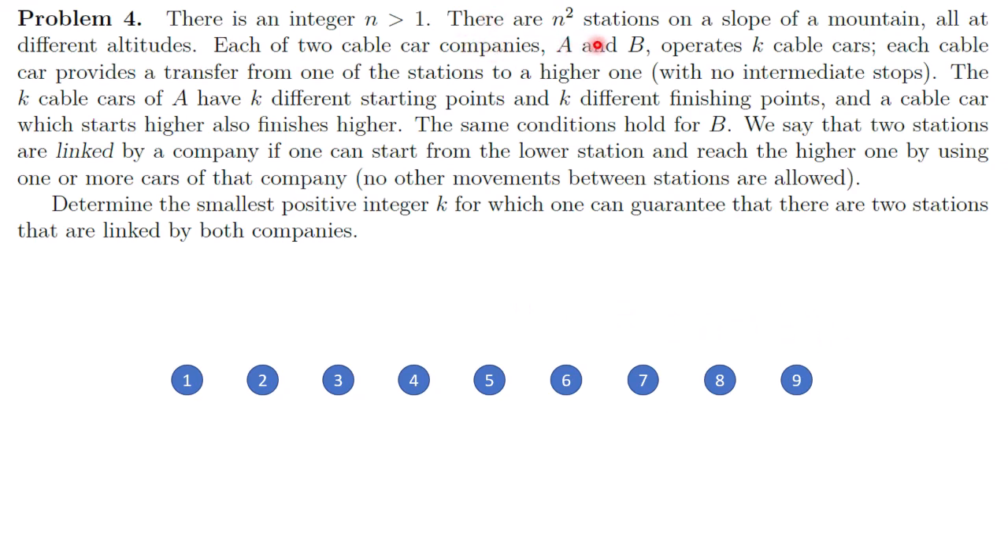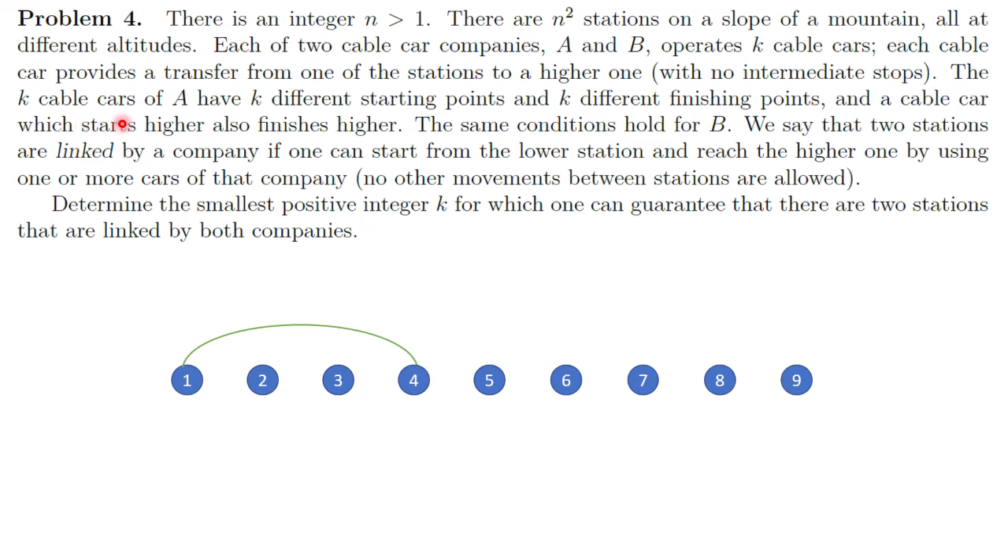So there are n squared stations on the slope of a hill, at different altitudes. For this problem, I'm going to let the stations be vertices of a graph. There are two cable car companies, A and B, each operating k cable cars. So I'm going to draw two graphs, one for company A and one for B. And the way I'm going to do this is I'm going to use an edge to represent a cable car. Each cable car provides a transfer from one of the stations to a higher one. So the edge will always point from lower to higher number, but I'm not going to put that into the graph.